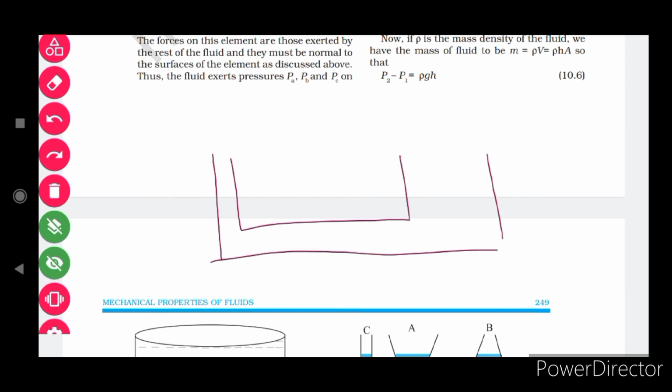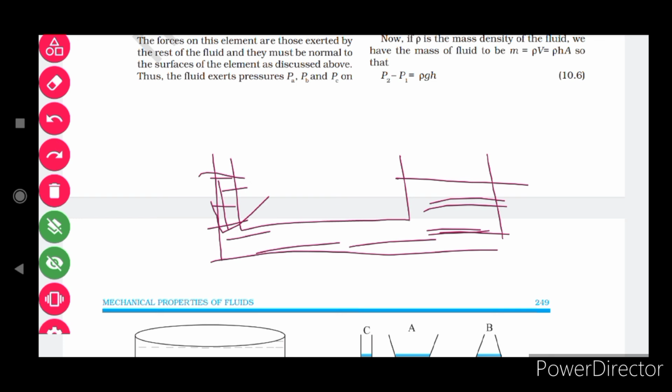Okay, so this is an enclosed tube, and a liquid is filled in it. I have enclosed it here. So the first condition is that the liquid should be enclosed in a tube or in a container. Then it says that if we apply pressure on an enclosed liquid, obviously the fluid should be incompressible, it cannot be compressed.